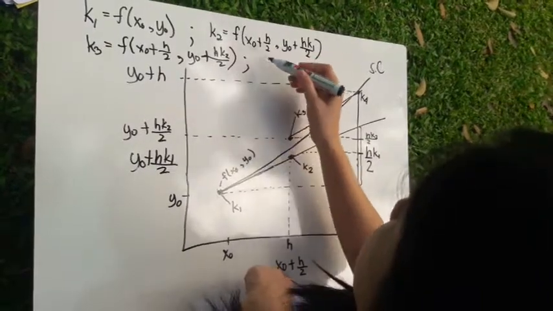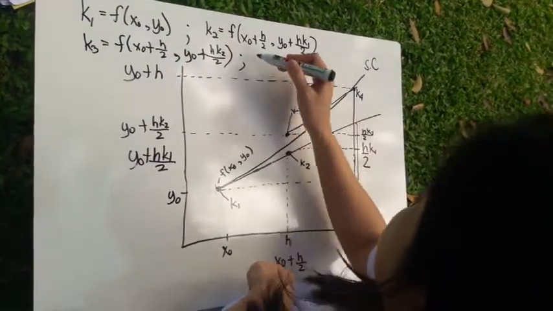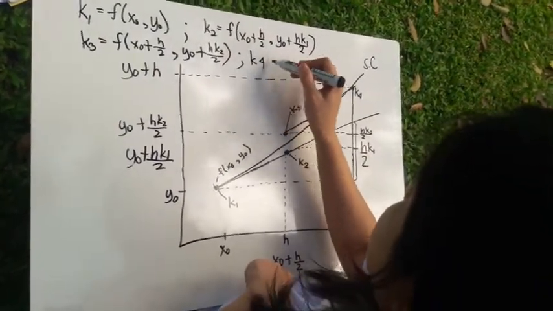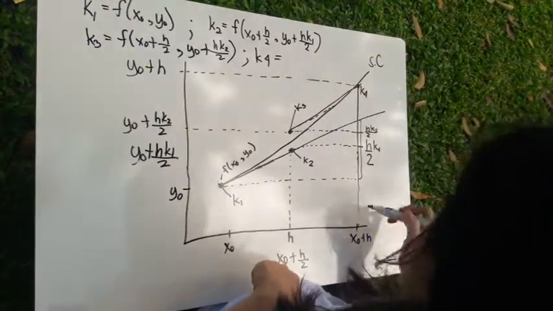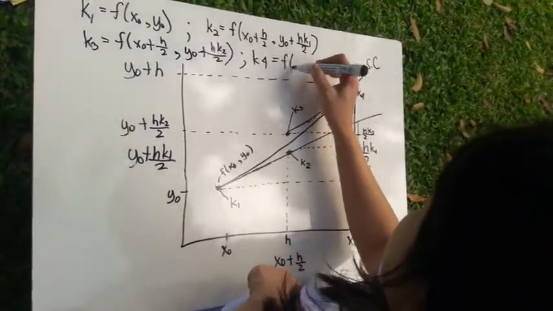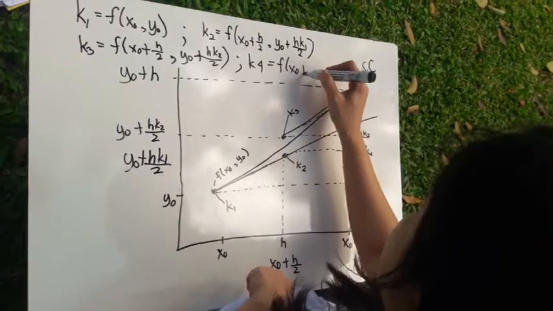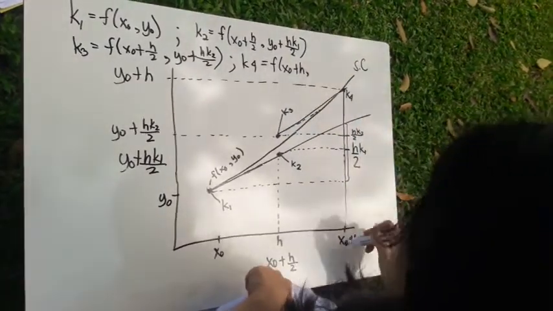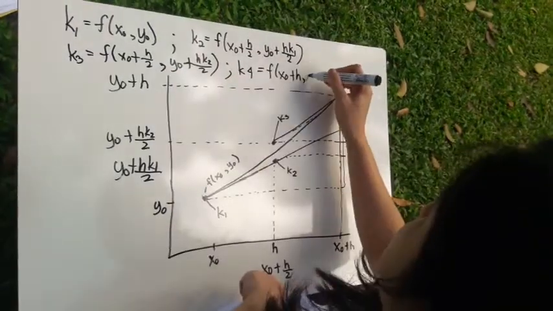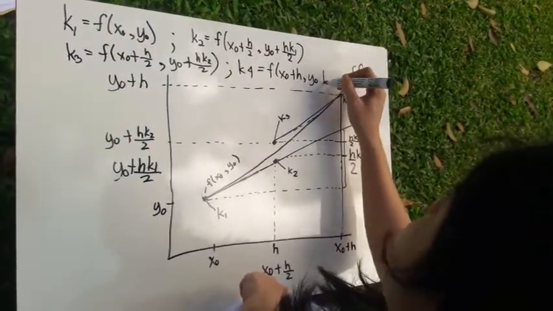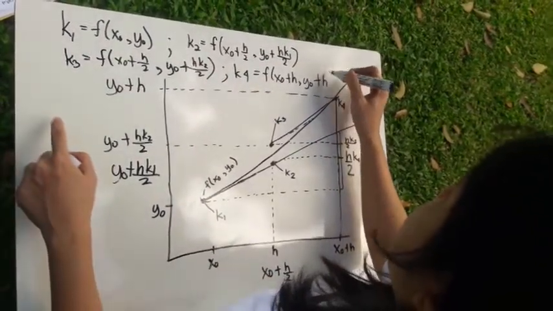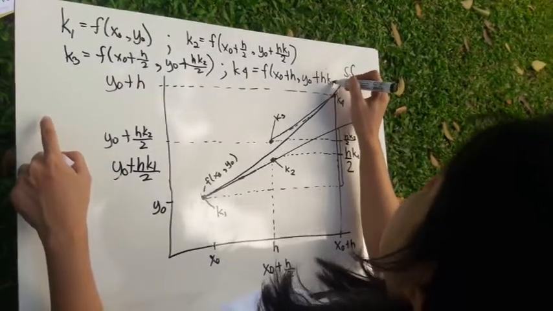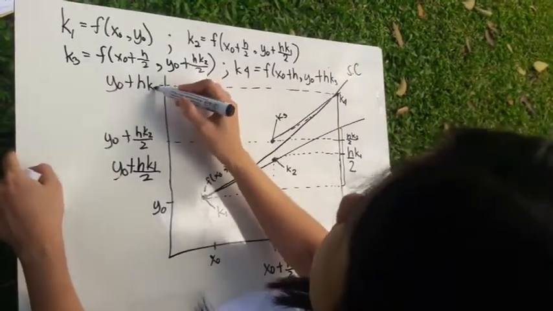And we have our K4, which is the function of x sub 0 plus h and function of y sub 0 plus h K3, multiplied by K3.